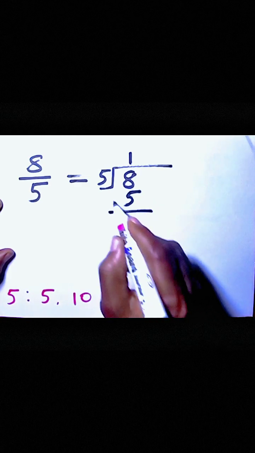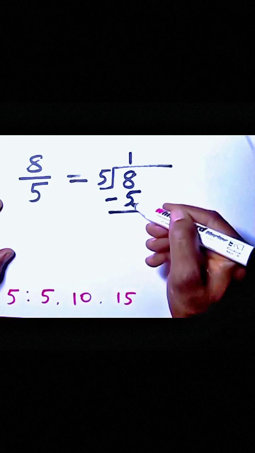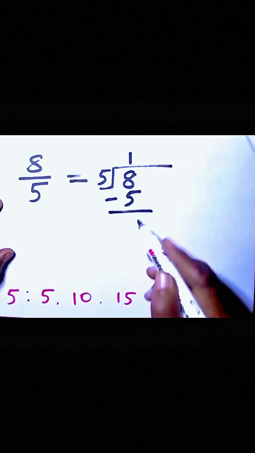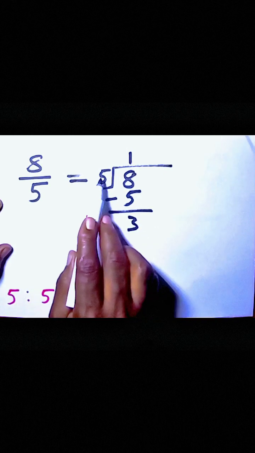And you subtract what you have at the bottom from what you have at the top. So 8 minus 5, you get 3. Now, can 5 go into 3? No. 3 is definitely smaller than 5. So we are going to do something.